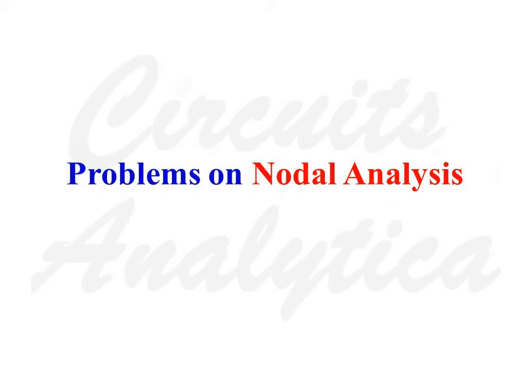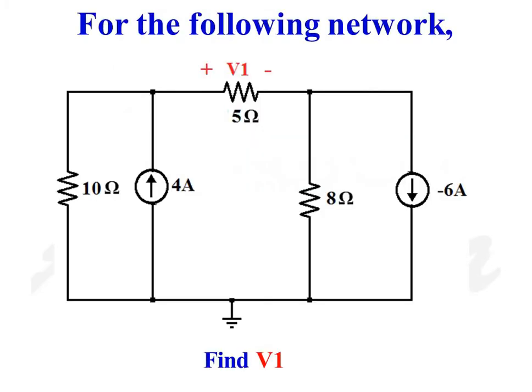In this video, we will discuss a problem on nodal analysis. For the following network, find V1. So here the network consists of 3 resistors of value 5 ohms, 10 ohms and 8 ohms and 2 current sources of value 4 ampere and minus 6 ampere.